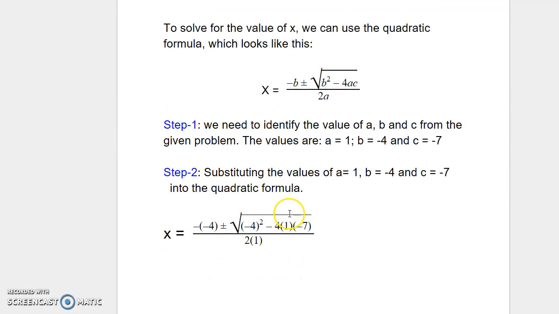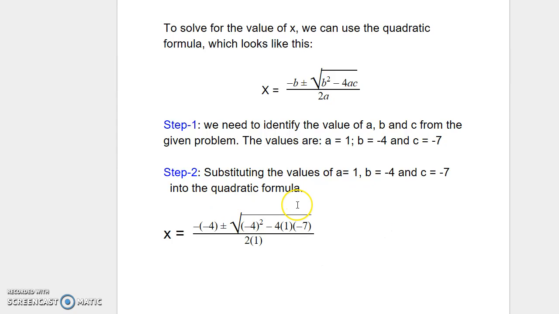Now, once we have identified the values of a, b, and c, we're going to substitute those values into the formula. Let us start substituting them. The formula comes with a negative sign. Minus of the value of b, which is -4, minus of -4, plus or minus the square root of b squared. The value of b is -4, the whole raised to the power of 2, minus 4 times a times c. The value of a is 1, the value of c is -7, the whole thing divided by 2 times a. The value of a is 1.